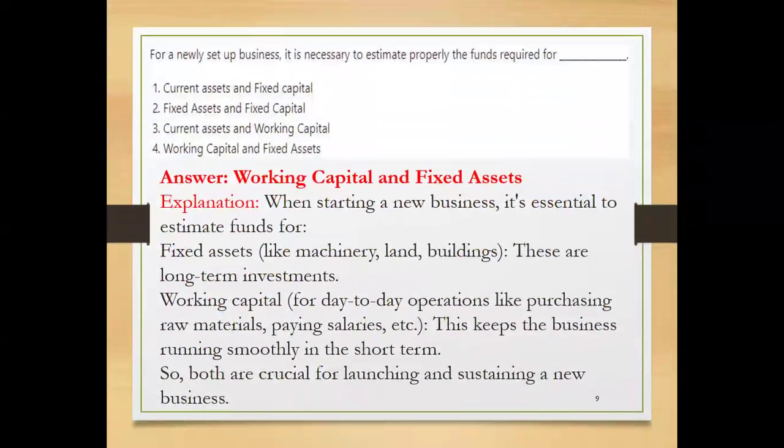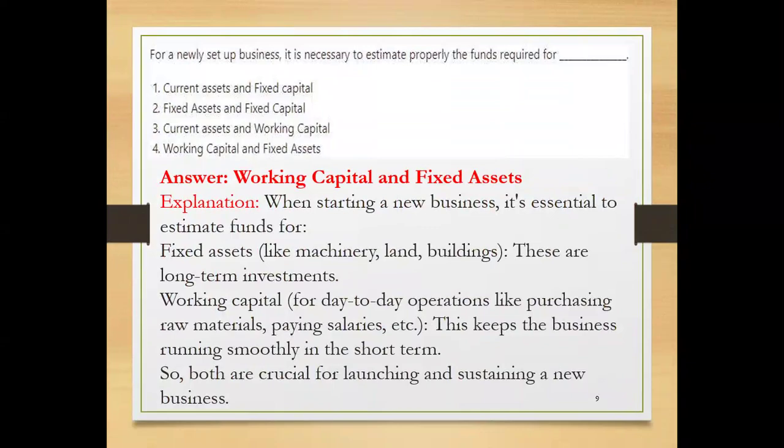Then, for a newly set up business, it is necessary to estimate properly the funds required for: current assets and fixed assets, fixed capital, current assets and working capital, and fixed assets. Here the correct answer is working capital and fixed assets.